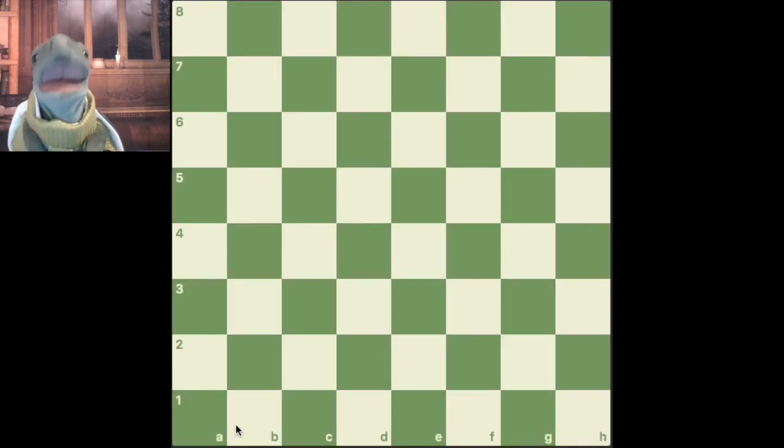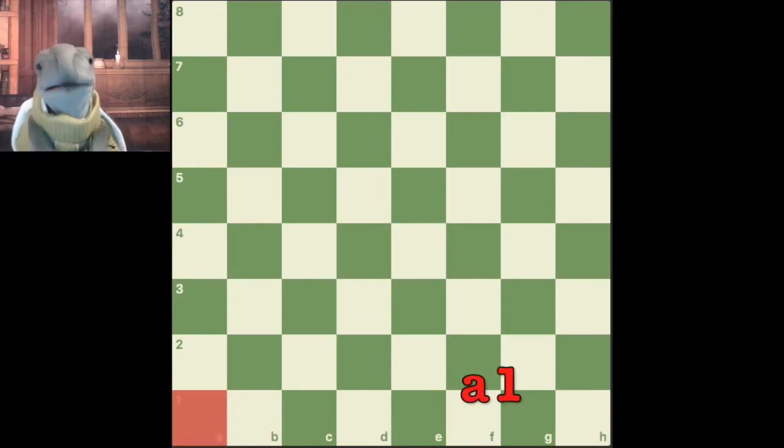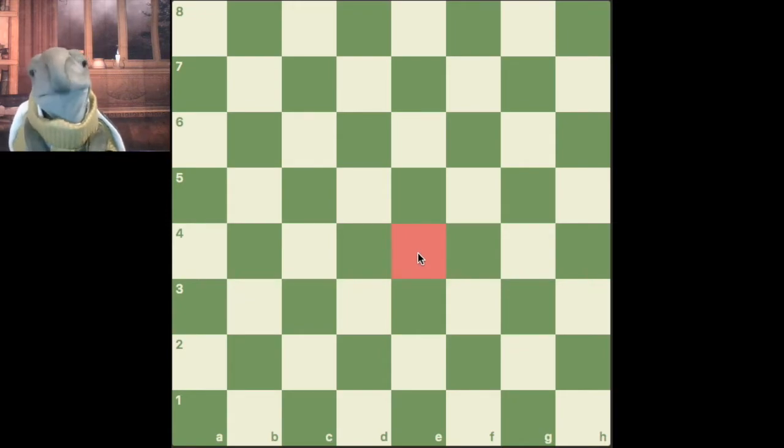Each one of these squares has a name. For example, this square is A1. This square is E4. And this square, you guessed it, it's D8. So every square is named by a letter followed by a number.